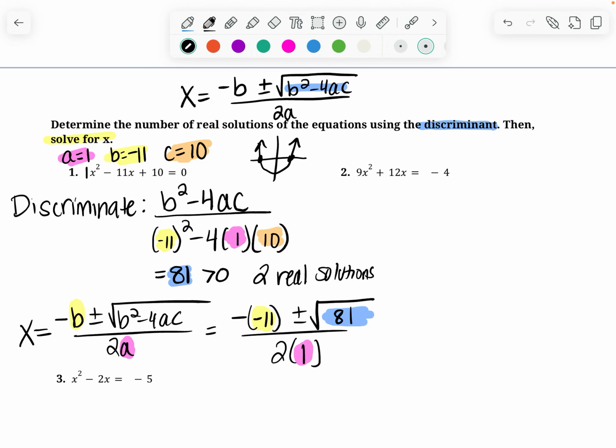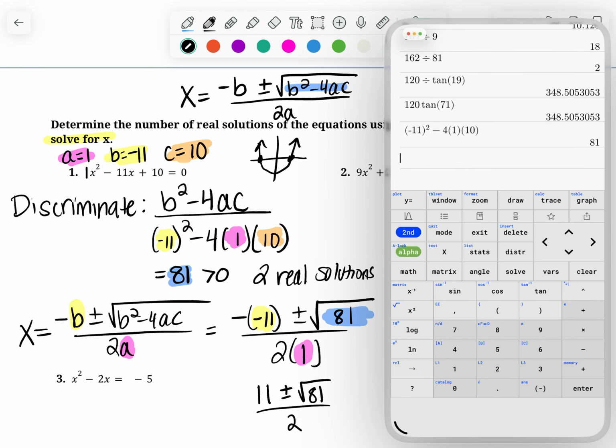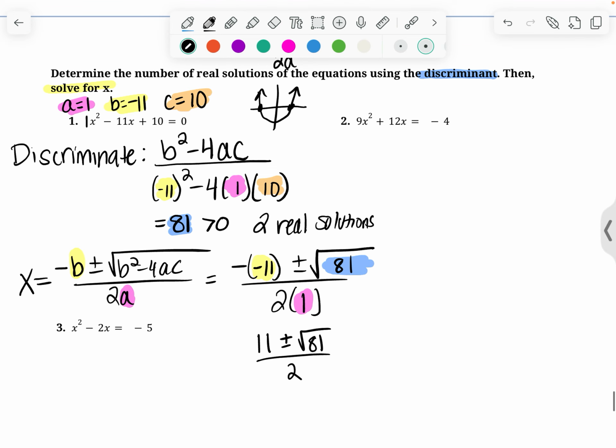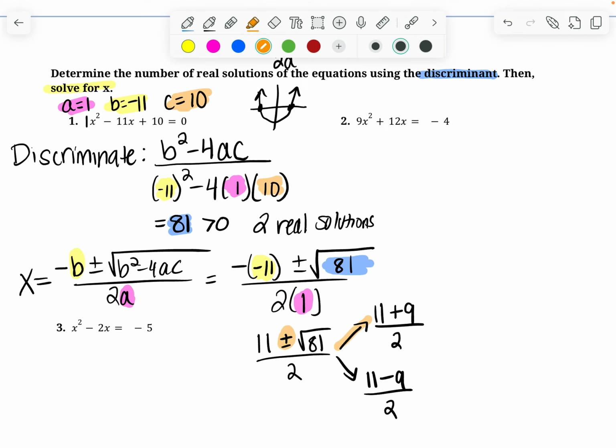So we're going to have negative 11 is going to make positive 11, plus or minus the square root of 81 over 2. So let's do the square root of 81 first. The square root of 81 is 9. So then we can split this up. We're going to have 11 plus 9 over 2, and then we're also going to have 11 minus 9 over 2. So the plus or minus right here is giving us these 2 answers. We have one for the plus, and we have another answer when we go in the minus direction.